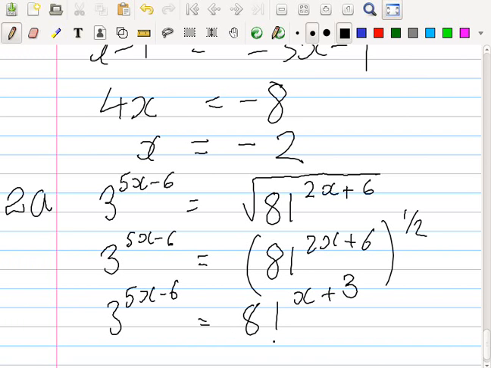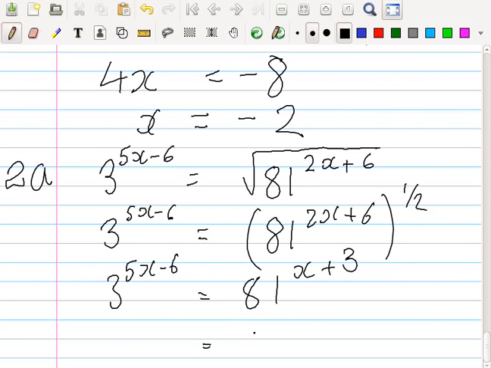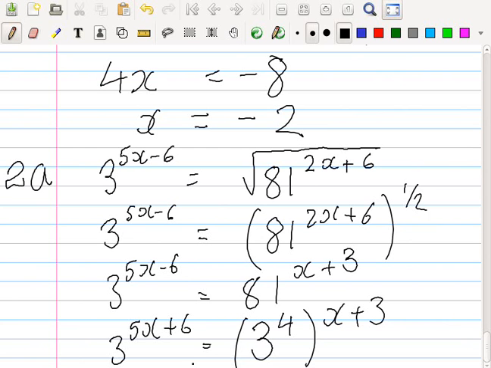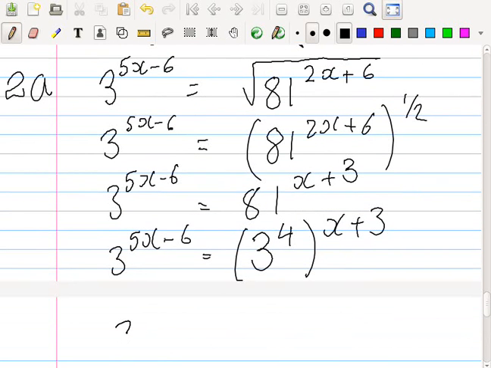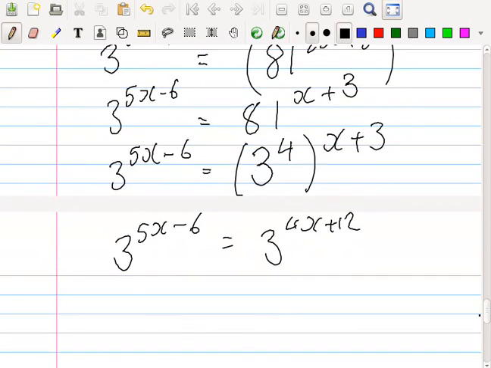Now, like before, I don't like the 81 here, so what can I do about the 81? That's 3, 9, 27, 81. Is it 3 power 4? Yeah, it is. 3 power 4. Minus? Oh, sorry, thank you. Okay, let me go down a little bit. Okay, so here I get 3 power 5x minus 6 equals 3 power 4x plus 12. So just like before, 5x minus 6 equals 4x plus 12. So I get x equals 18.